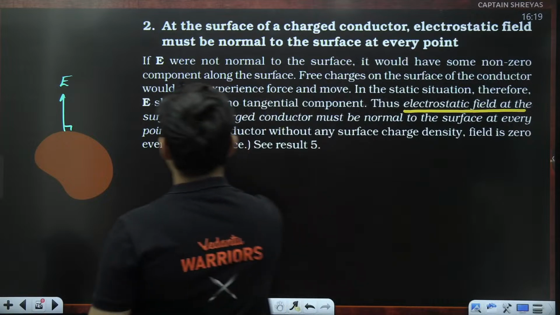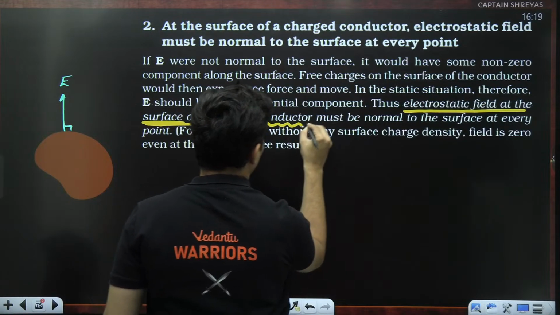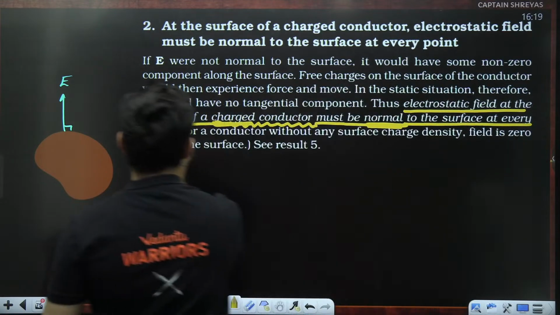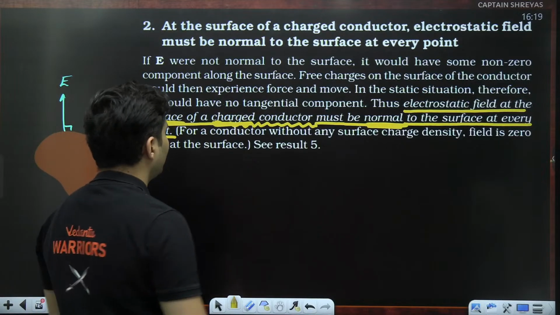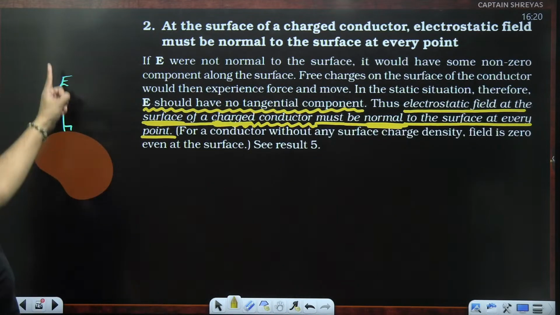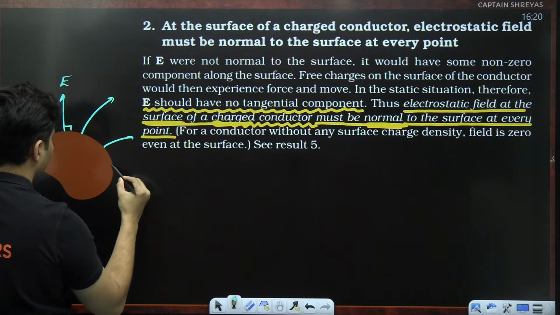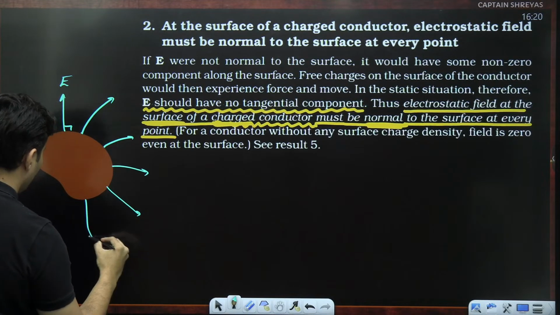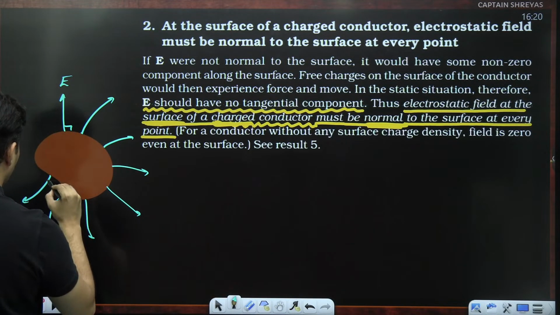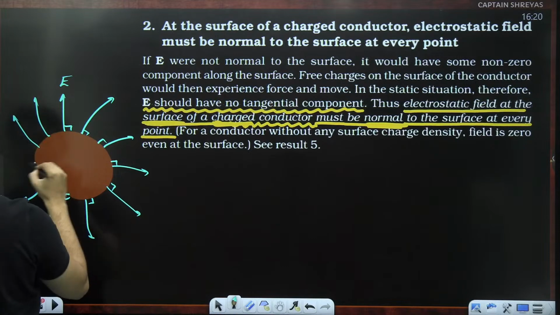The electric field at the surface of a charged conductor must be normal to the surface at every single point. Hence, the electric field should not have any tangential component. It means no matter where you go, you will see the electric field lines going like this, maybe like this, maybe like this. Everywhere they are perpendicular to the surface of that particular conductor. That's what it is.